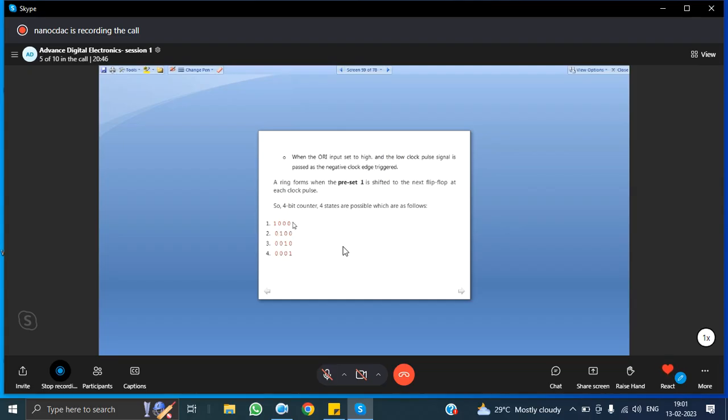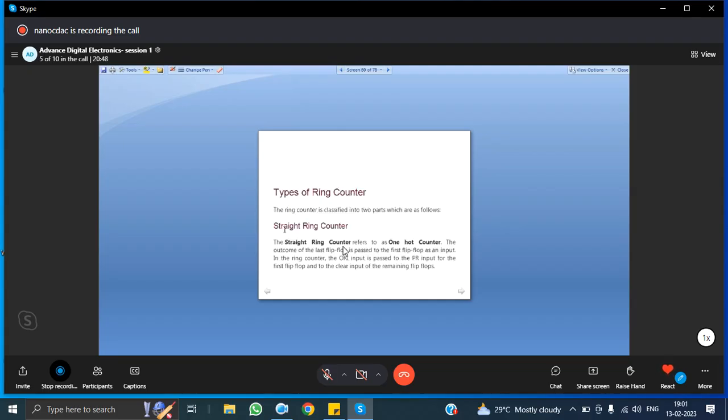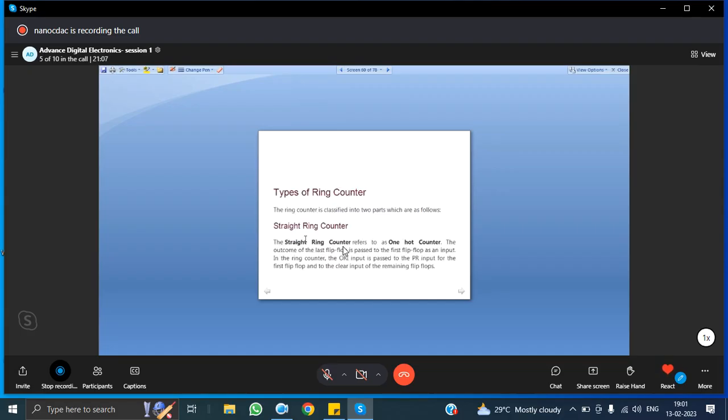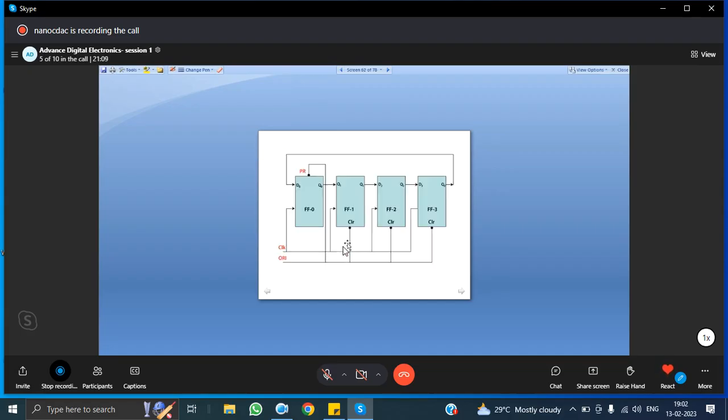So in the ring counter we can see here 1010, 00, this is the shift operation. Again, in the ring counter, 0011, it will start again after 4 cycles, again the same story will repeat in the ring counter.